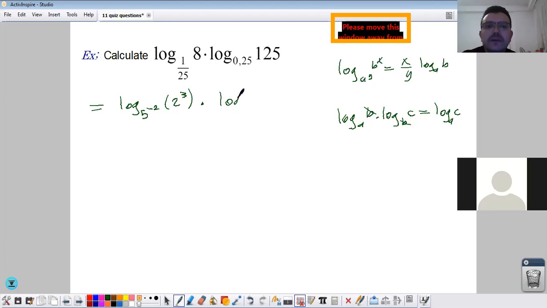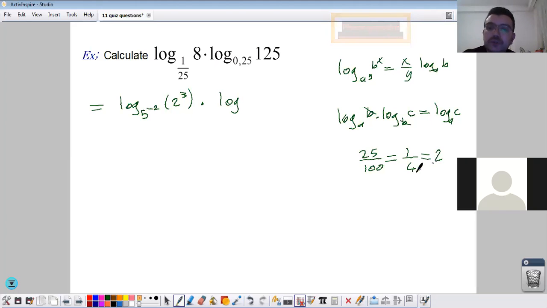And the second logarithm, 0.25, that means 25 over 100. If you simplify by 25, it will become 1 over 4, and 1 over 4 is 2 squared, and since I want it in the numerator part, it is 2 to the power of minus 2. We should write only in the base part 2 to the power of minus 2. And 125 is 5 cubed.